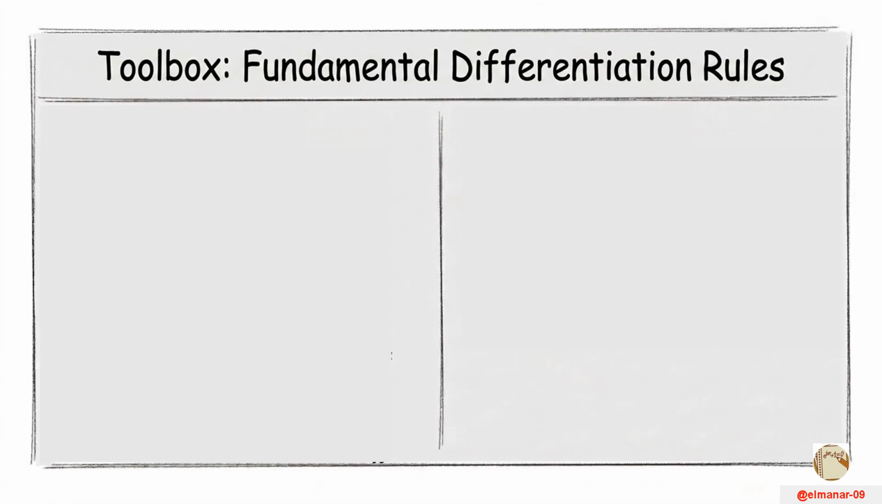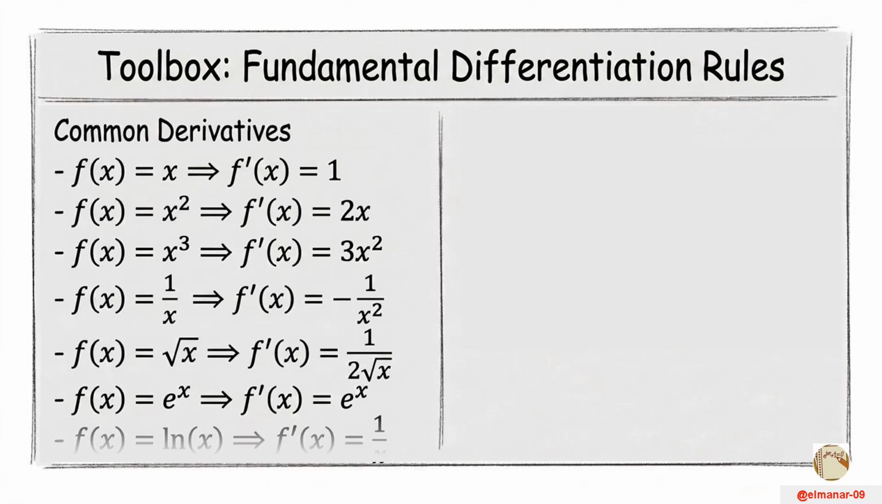Every master needs a toolbox. Here are the fundamental differentiation rules you should know by heart. On the left, we have common derivatives. X derives to 1, x squared to 2x, x cubed to 3x squared, 1 over x to negative 1 over x squared, and the square root of x to 1 over 2 times the root of x.